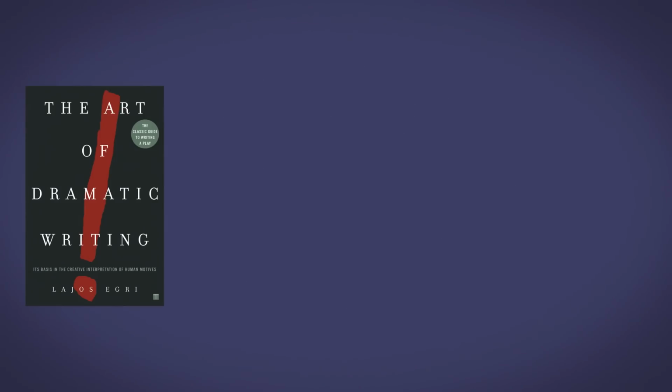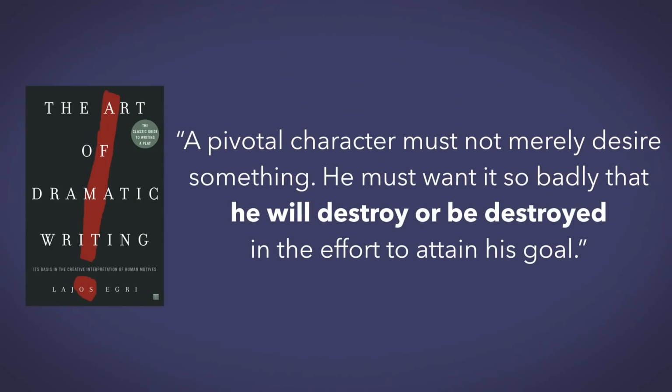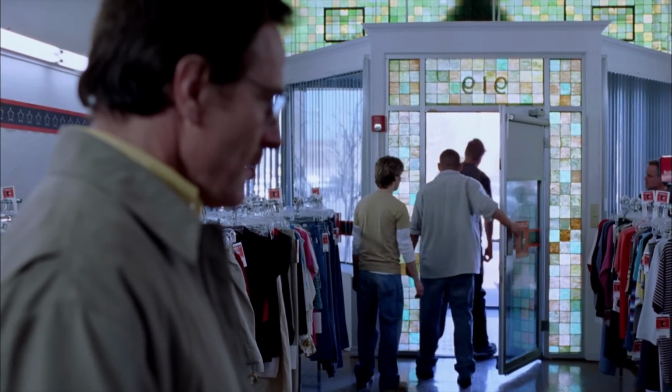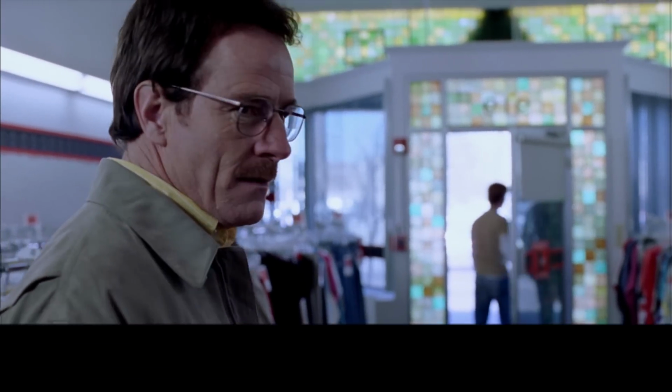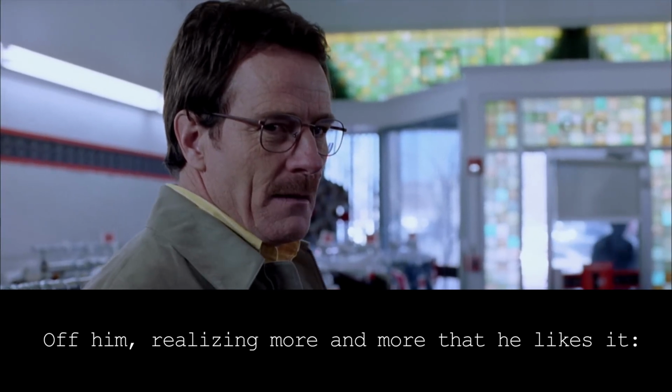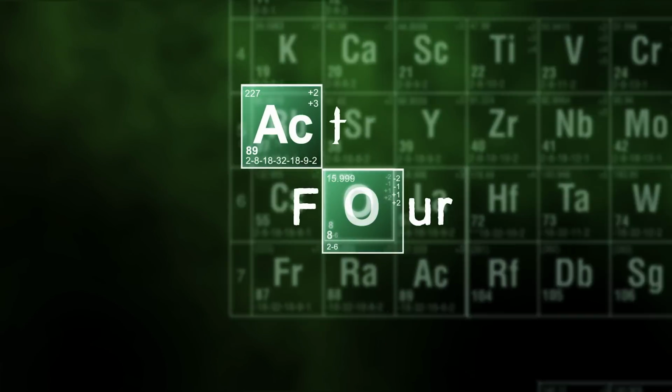Lajos Egri again writes, "A pivotal character must not merely desire something. He must want it so badly that he will destroy or be destroyed in the effort to attain his goal." As Walt stands there reveling in the power, we're left wondering who he might become. Off him, realizing more and more that he likes it. End Act 3. Act 4.